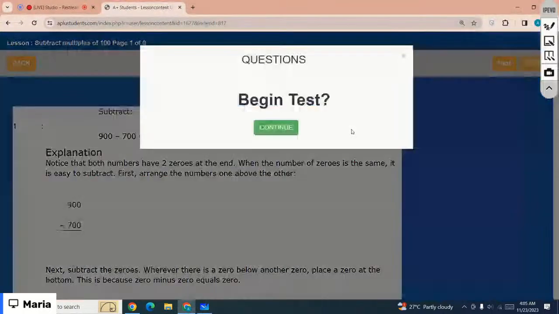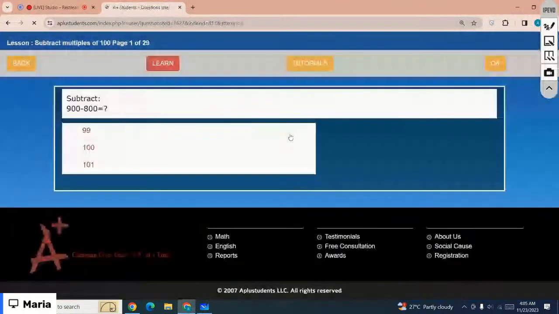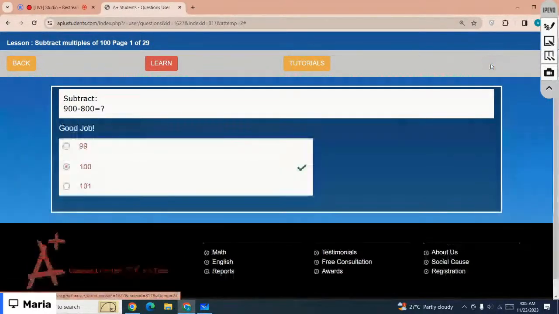Next, let's start with the test questions. The first one is 900 minus 800. Which is the correct option? This is a one-digit subtraction. 900 minus 800 equals 100. Very good. Option number 2 is the correct option.